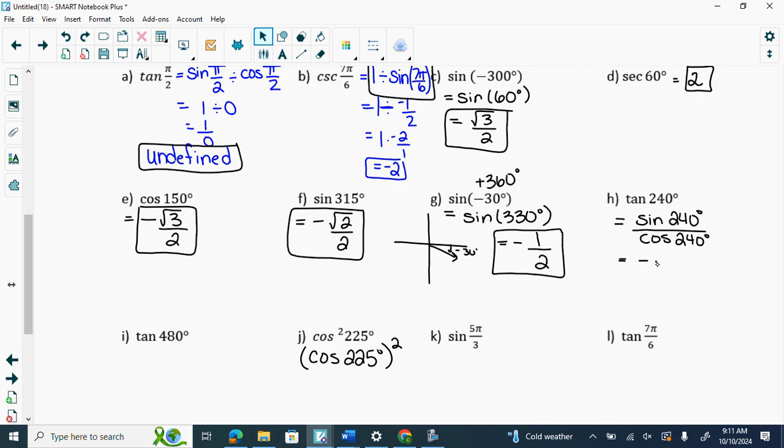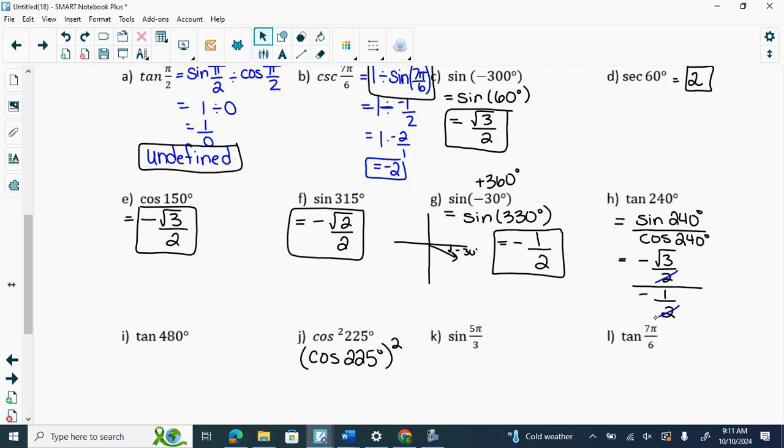Negative root 3 over 2, and cos of 240 is negative 1/2. Did you know that when you have stacked fractions, everyone's paying attention because it's important. When you have stacked fractions, if you have things that are similar in the numerators, you can cancel them off. If you have things that are similar in the denominators, you can cancel them off. So for example, these two 2's can go away. Now the reason why that is, I'm going to show you why, and then after that you don't have to show why.